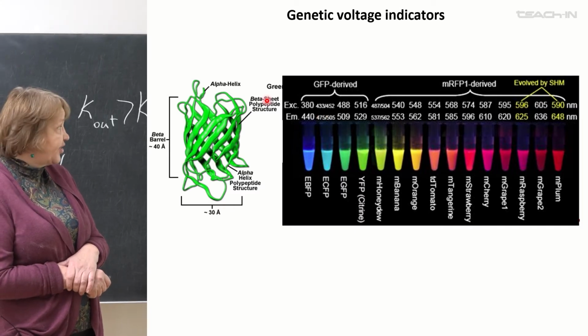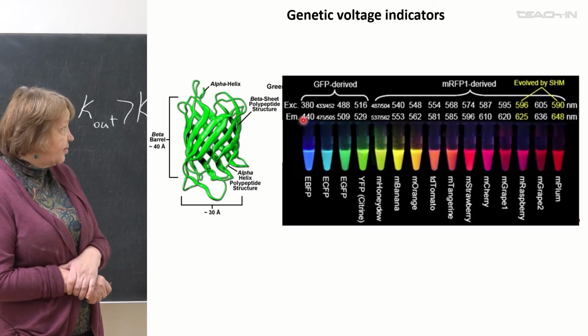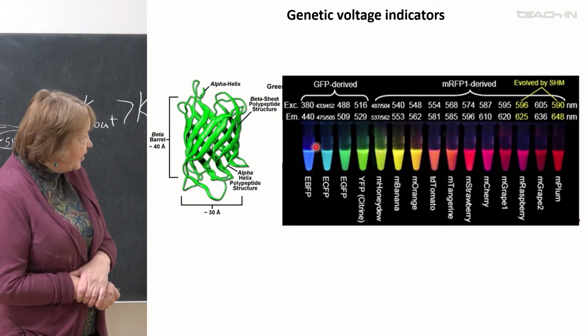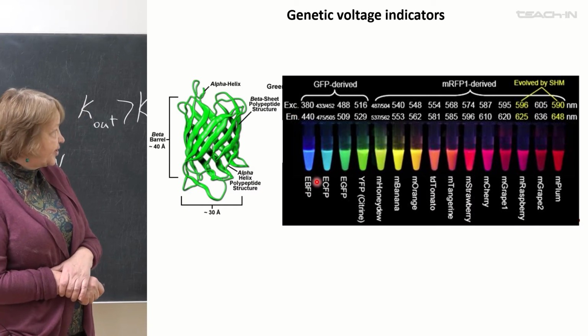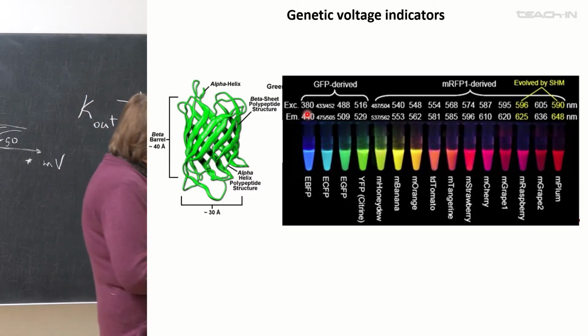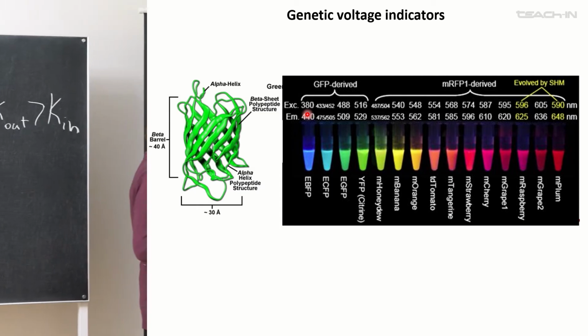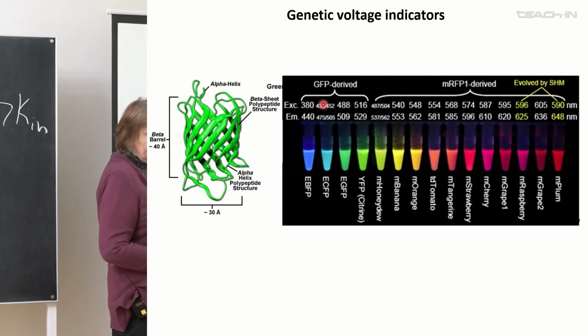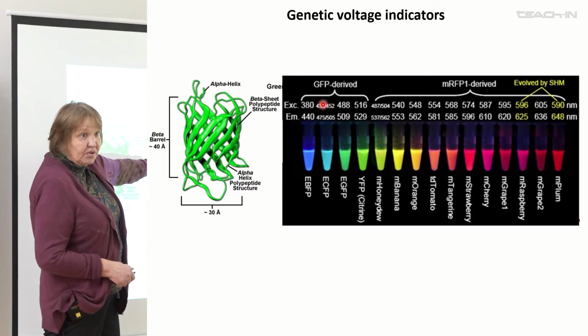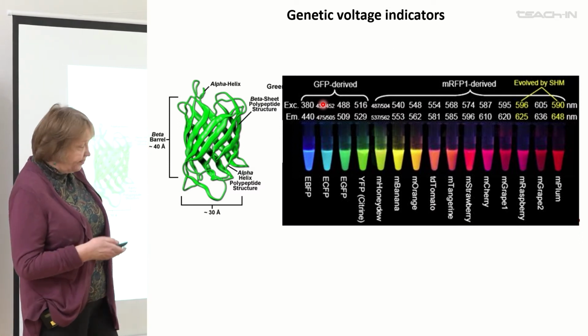Yes, it's excitation wavelength and emission wavelength. So if you want to look at EBFP, blue fluorescent protein, you want to choose a dichroic mirror between 380 and 440. So for every color, you need your own dichroic mirror.